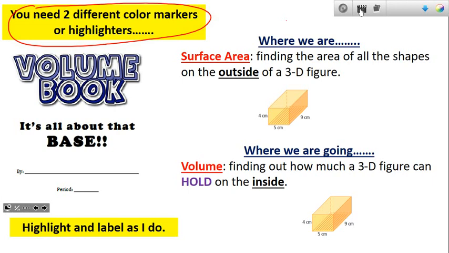Okay, so what I'd like for you to do is highlight and label as I did. We're going to go through this book. We're only going to do the first one with the prisms. You got the notes, and then we got 2 examples to go with it.